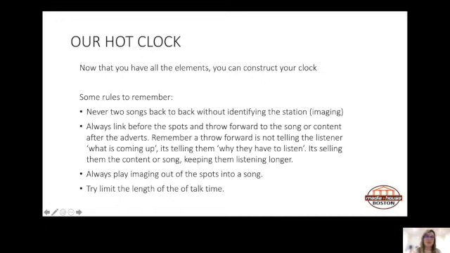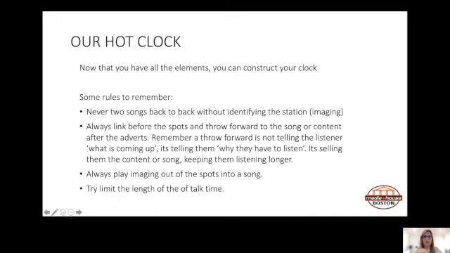Always link before the spots and throw forward to the song or content after the ads, okay? Remember, throw forward is not telling the listener what's coming up. It's telling them why they have to listen. Do you remember from the previous classes? We said we tell them why they need to listen. So we give them the why before we tell them the how, okay? So we sell them the content or the song to keep them listening for longer.